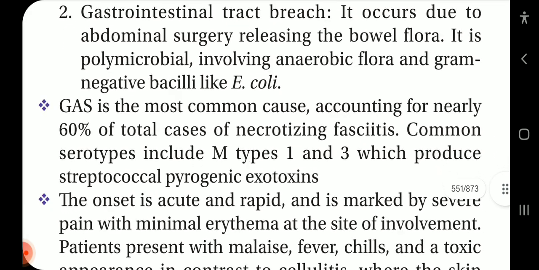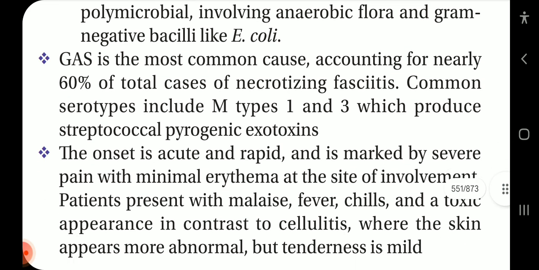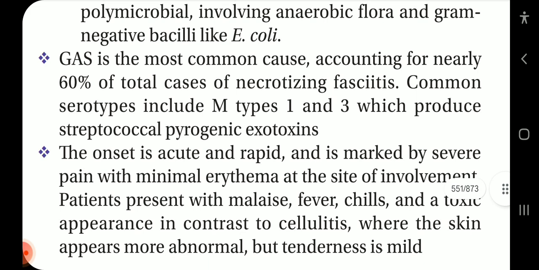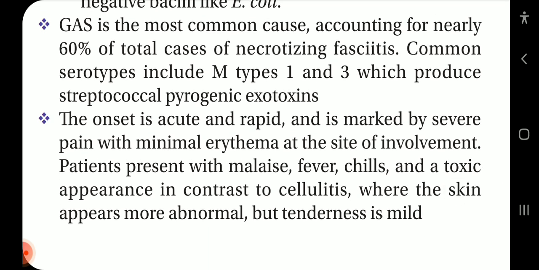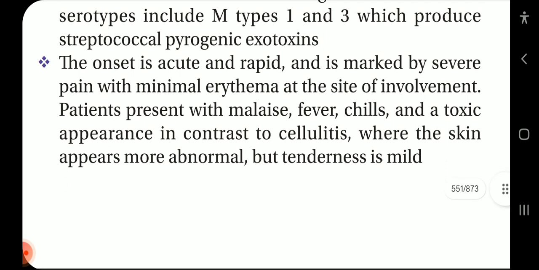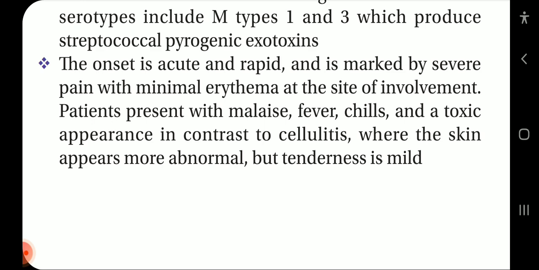Gastrointestinal tract breach occurs due to abdominal surgery releasing the bowel flora. It is polymicrobial, involving anaerobic flora and gram-negative bacilli like E. coli. GAS is the most common cause, accounting for nearly 60% of total cases of necrotizing fasciitis. Common serotypes include M types 1 and 3, which produce streptococcal pyrogenic exotoxins.